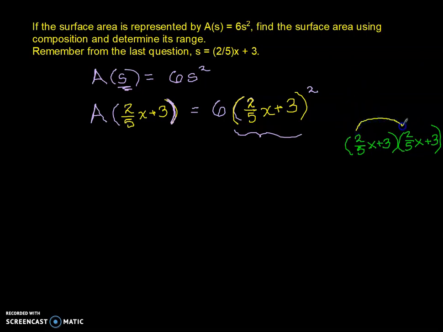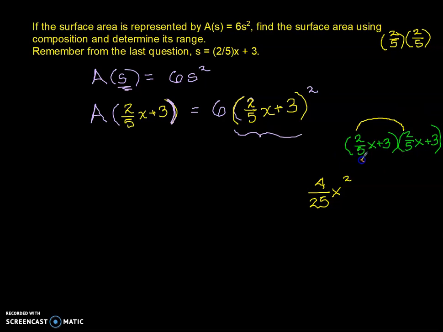So first times first in each parentheses, 2 over 5 times 2 over 5. Remember that when we multiply fractions, we just go straight across. No crisscross applesauce. That's just for adding and subtracting. So for multiplying, we just go straight across. So this gives me 4 over 25 x to the second power, because x times x is x to the second power.